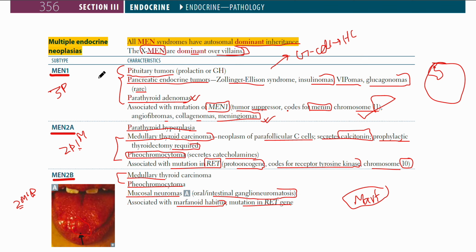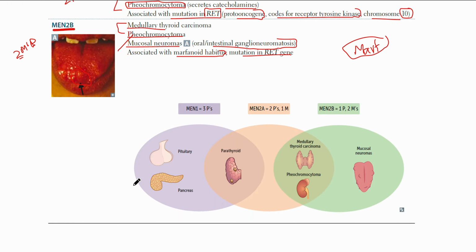There is the MEN1 gene for MEN1, RET gene for MEN2A and MEN2B, chromosome 10 for MEN2A and MEN2B, chromosome 11 for MEN1. And 3P, pituitary tumors, pancreatic endocrine tumors, and parathyroid adenomas for MEN1. Then parathyroid hyperplasia, medullary thyroid carcinoma, and pheochromocytoma for MEN2A. Medullary thyroid carcinoma and pheochromocytoma are for MEN2B also, and mucosal neuroma is the different thing in MEN2B. Okay, that is how we complete multiple endocrine neoplasia.